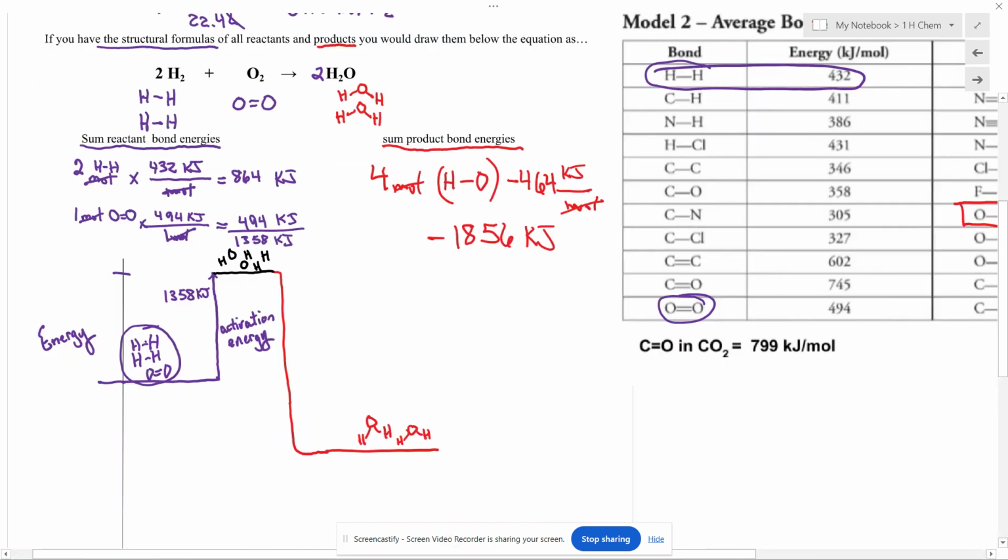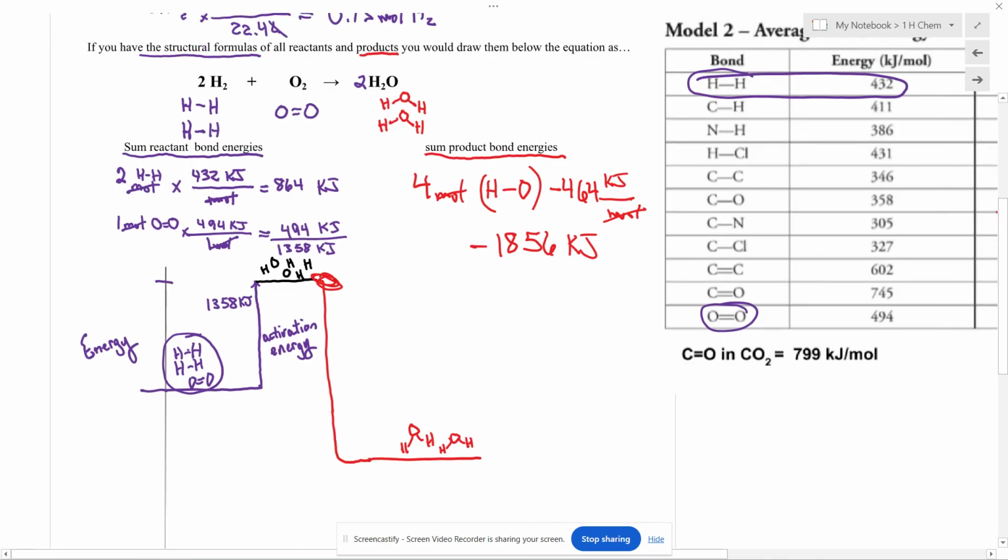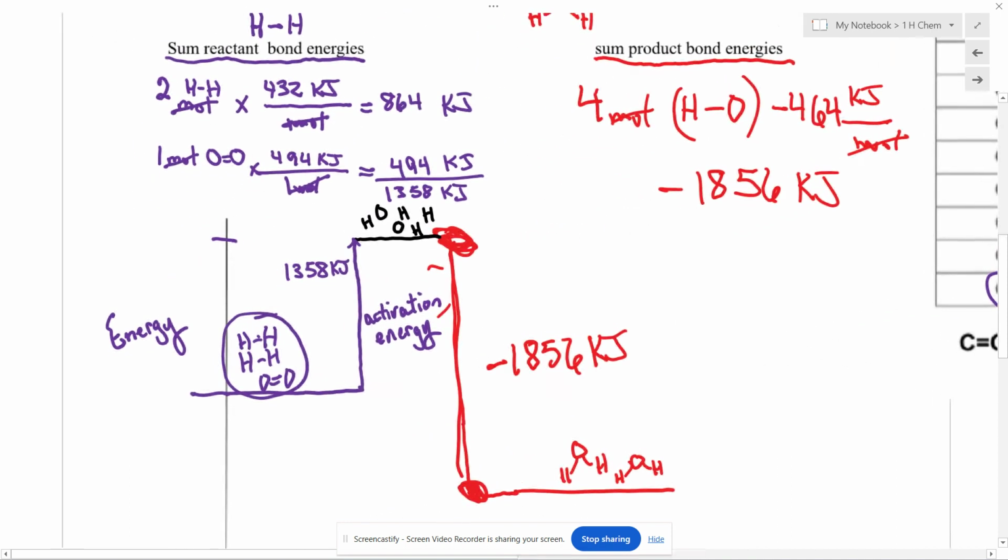So when these bonds are formed and we go from this point on the graph down to this point on the graph, and we're making a bunch of new bonds, the amount of energy that the system releases is negative 1,856 kilojoules. So you can see that we've released more energy than we started with, than we put in.